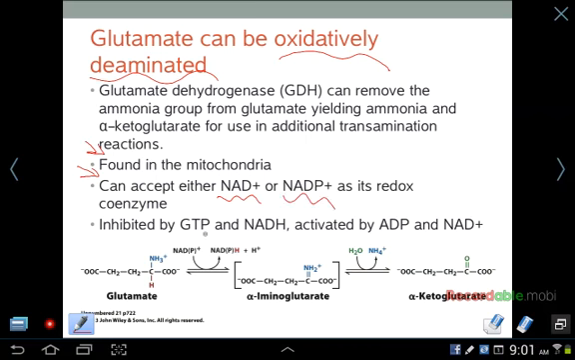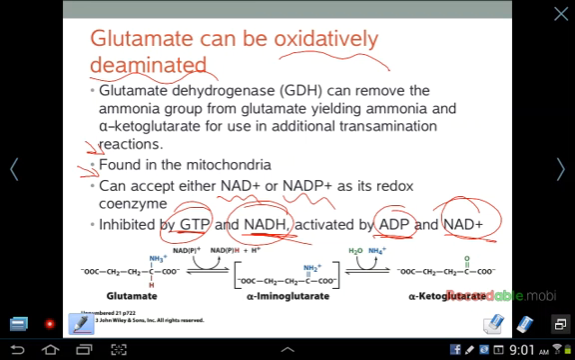Interestingly, it is inhibited by GTP and NADH and is activated by ADP and NAD+. So when there is a metabolic need for ATP, we activate GDH in the mitochondria to start breaking down proteins. However, when there are high levels of GTP and NADH, we inhibit this enzyme. So we are effectively inhibiting amino acid degradation.